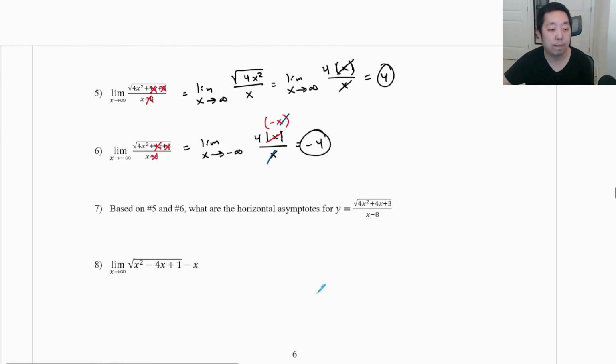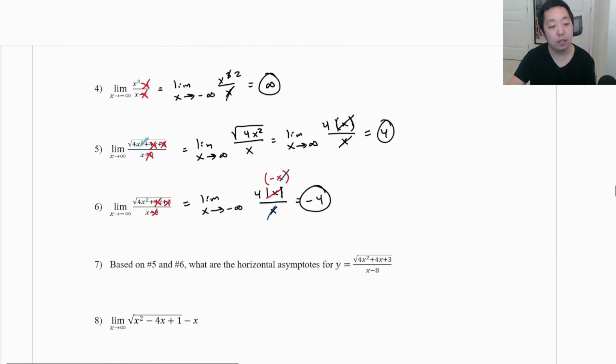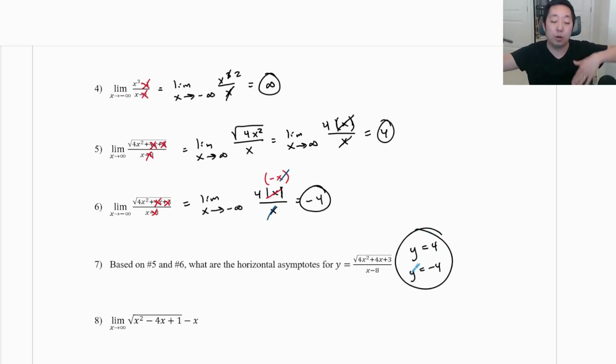Okay. So based on these two, what are the horizontal asymptotes? There are 2 different horizontal asymptotes. Y equals 4 and y equals -4 from the left and the right direction. So they approach different horizontal asymptotes.